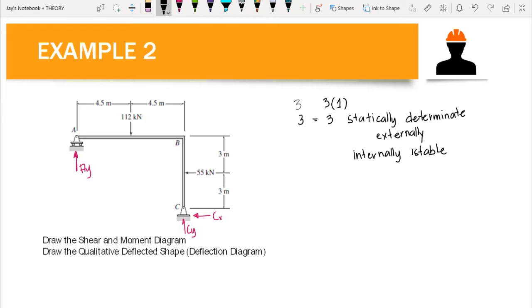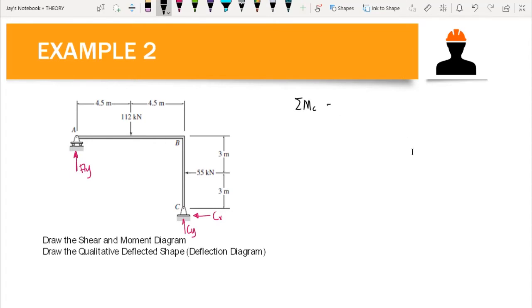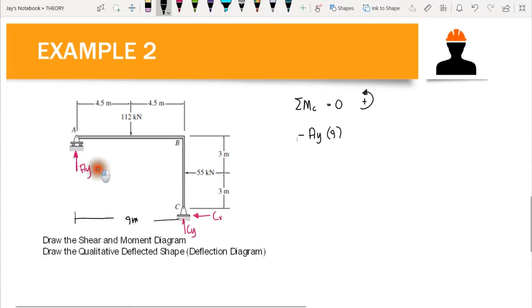Okay, so we can compute the reactions by first summing up moment at C. So summing up moment at C is equal to 0. All the forces counterclockwise are positive. So we have AY times the perpendicular distance is 9 meters. Okay, so we have 4.5 plus 4.5, so we have 9 meters perpendicular distance from C. Okay, so we have 9. Then we have this one is negative since AY rotates clockwise about point C. Then we have the point load 112, and this 112 here rotates counterclockwise, therefore that is positive moment. So positive 112 times the perpendicular distance, which is 4.5 meters.